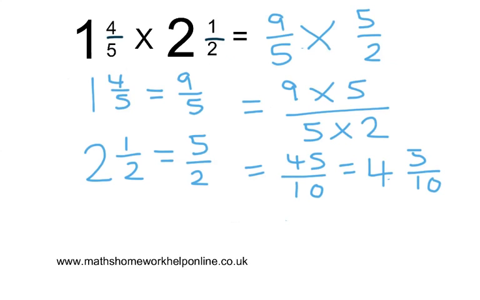Looking at that fraction, we can see we can simplify 5/10. So that will be the same as 4 whole ones. We can divide 5/10 through by 2, so that will be the same as 4 1/2.